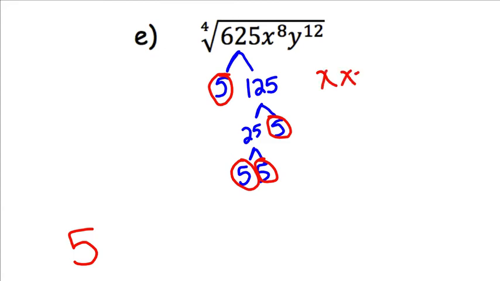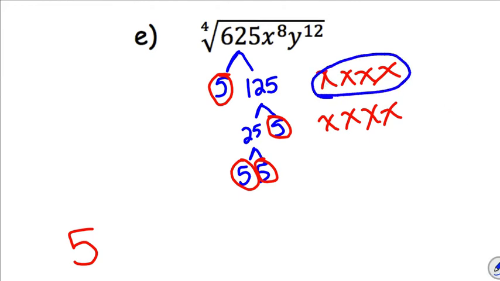1, 2, 3, 4, 5, 6, 7, 8. Stop. I have 8 x's. I wrote them out 4 at a time. So that means I can take 1 x out here, and I can take 1 x out here. So that means I'm taking 2 x's out.